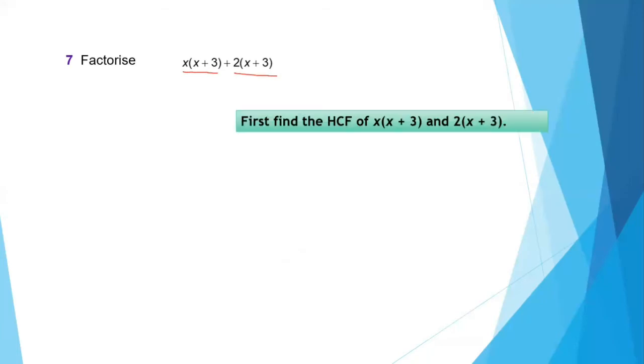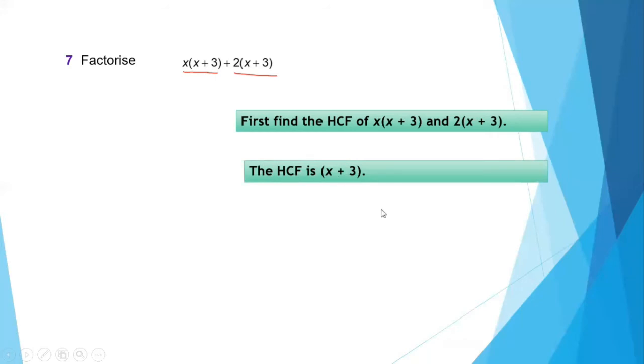Okay, one more sum. Now here this is much easier, though it sounds like this. So what you have to do here, again, consider these two as terms. This is a multiplication. So consider these two are terms. Now in these two terms, what is the HCF? What is same? You can see. So what is same here is x plus 3. So the HCF of x in bracket x plus 3 and plus 2 in bracket x plus 3 is x plus 3.